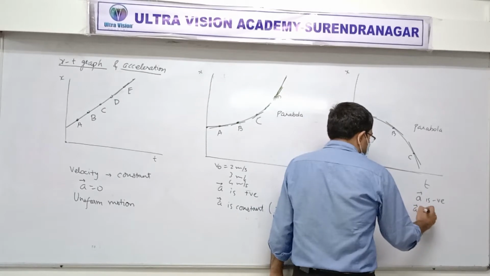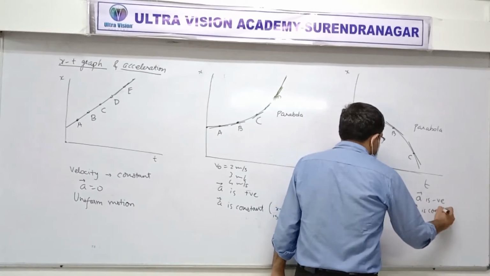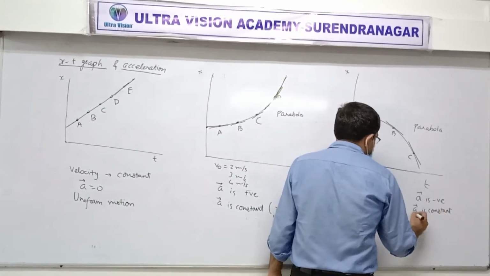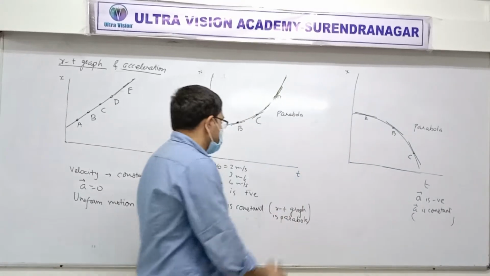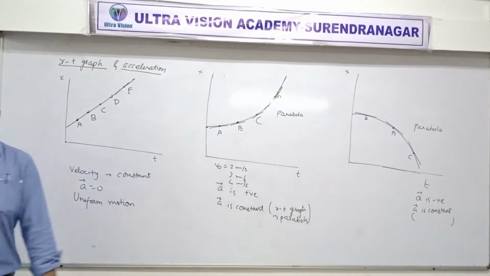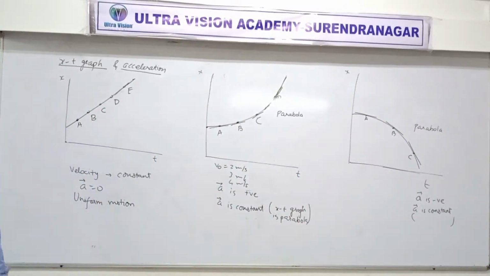But why is acceleration constant? Because the graph is what shape? Parabola. Same reason as it was here.